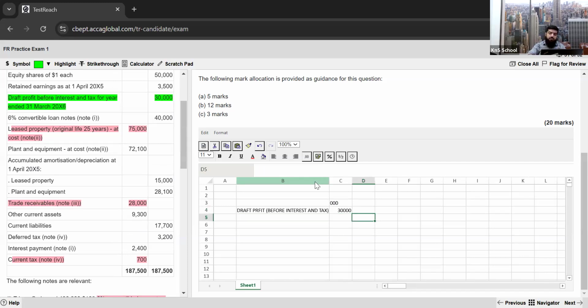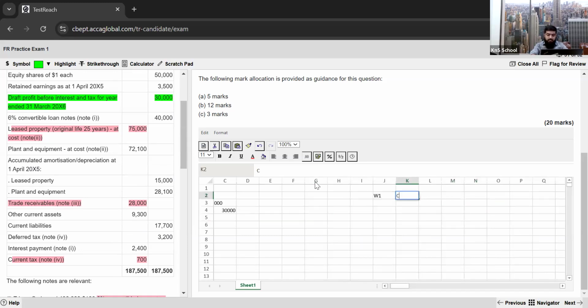Now we have to make certain adjustments. First of all, let's work out working one, and this is the convertible loan notes.